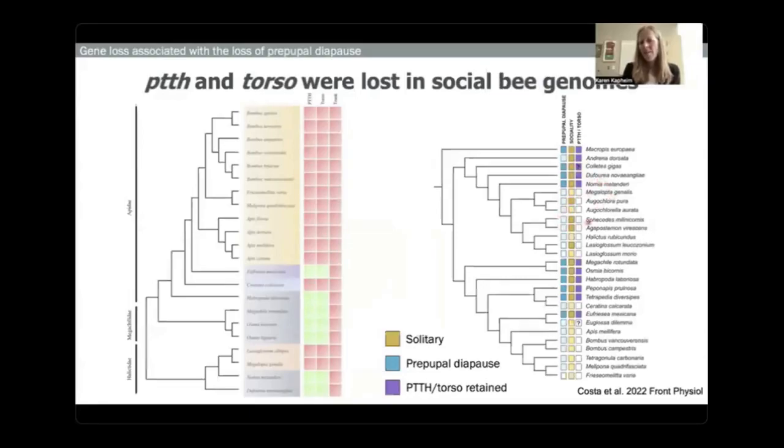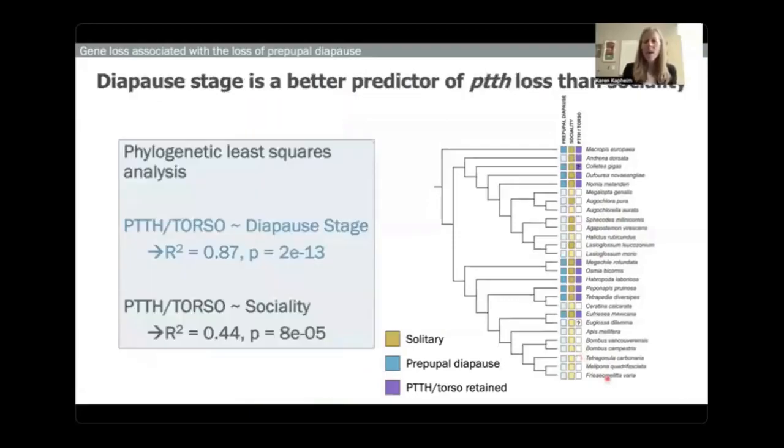But when you've lost larval diapause, you've also lost PTTH and torso, and this happens in all the lineages in which social behavior evolved. We wanted to investigate the relative roles of these two things in PTTH loss, so we used a phylogenetic least squares analysis, and we found the diapause stage explains a larger proportion of the variance in this pattern than does sociality.